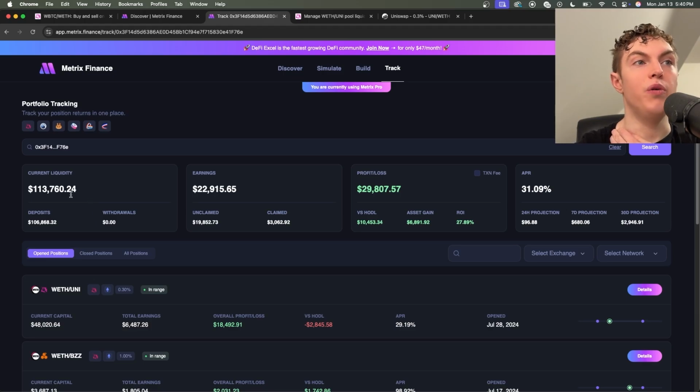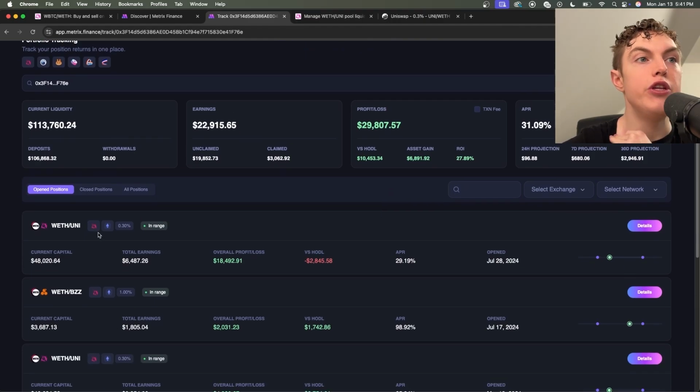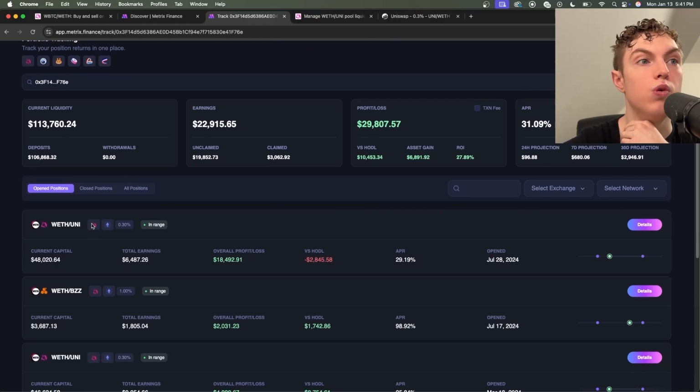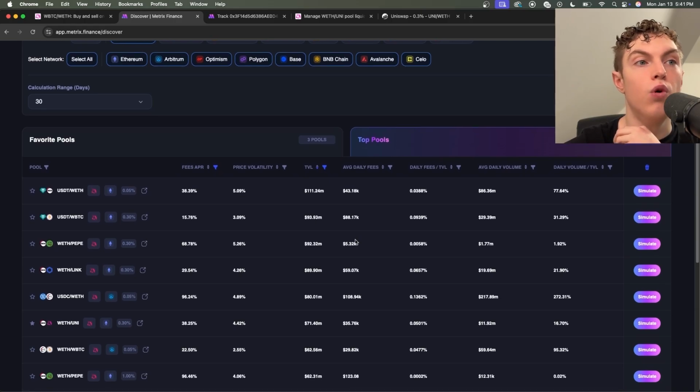Here we have this wallet with $113,000 in liquidity, and he has made over $20,000 in earnings from the liquidity pools, and he would be making less money if he were just holding on to these assets. You can see that from here. By being in these liquidity pools, he is outpacing just holding on for dear life. And you can see that he's actually in some more pools than just Wrapped Ethereum to Uni. But anyways, you can scroll through and find more liquidity pools.